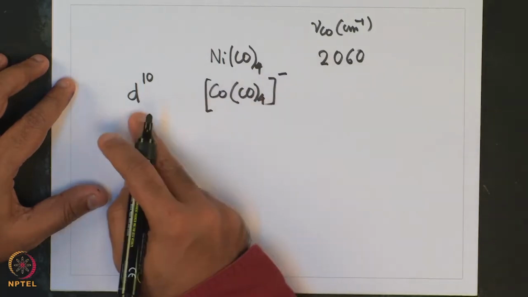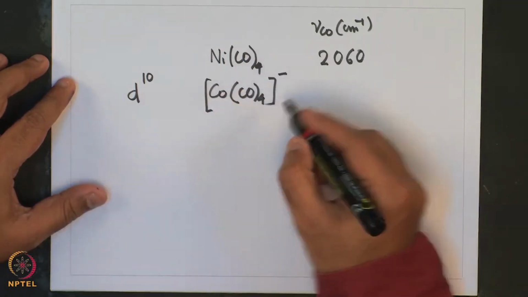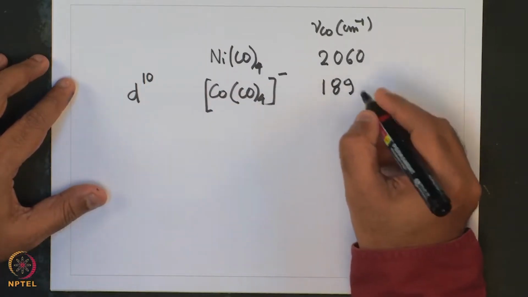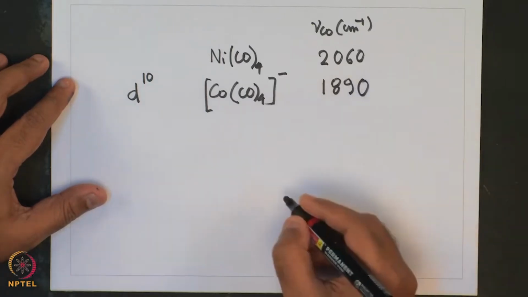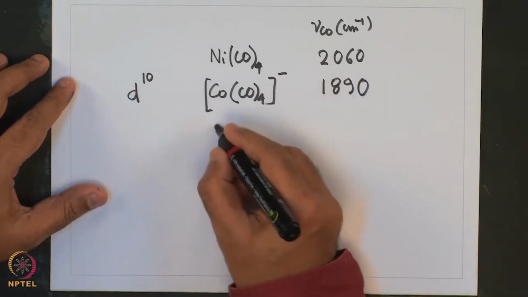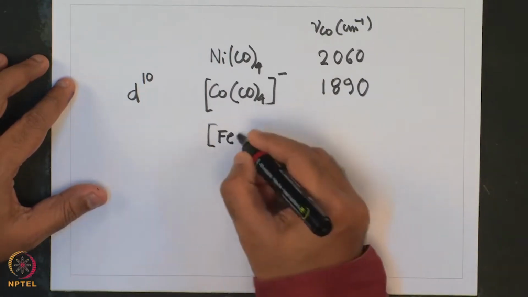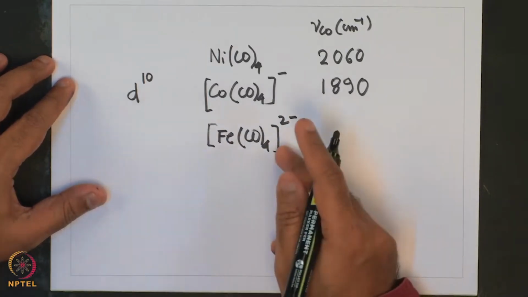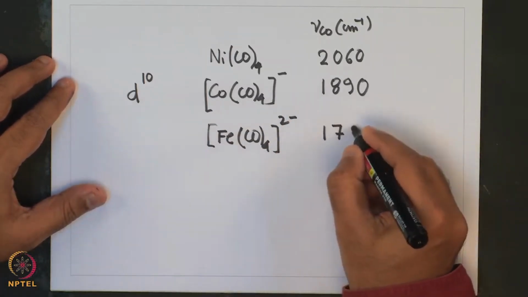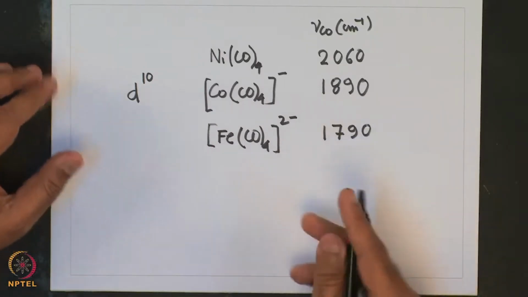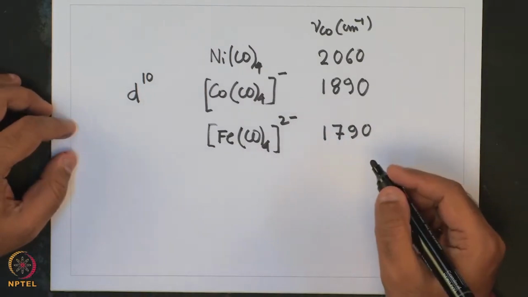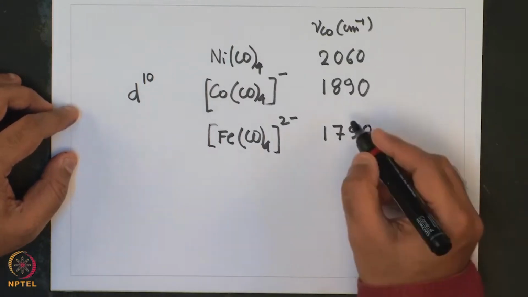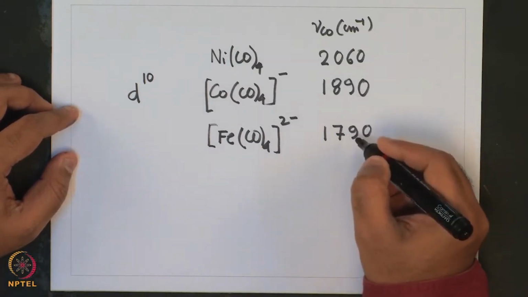Now, when it comes to cobalt tetracarbonyl, this is also a D10 system. Being monoanionic, the metal is more electron rich, and the nu CO has further decreased because of extensive back donation to 1890. Then iron tetracarbonyl 2 minus, which again is a D10 system, is dianionic, and it goes even further to 1790. So, what we see is that as the metal center is more electron rich, the metal to CO pi star back donation increases. As a result, the CO stretching frequency decreases.